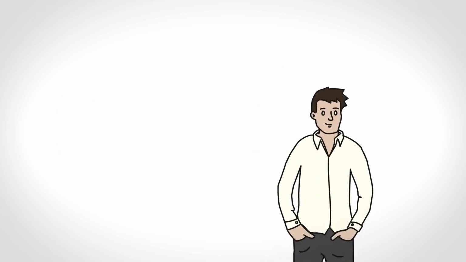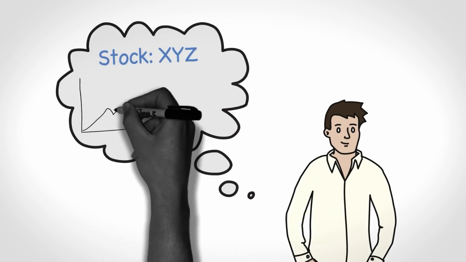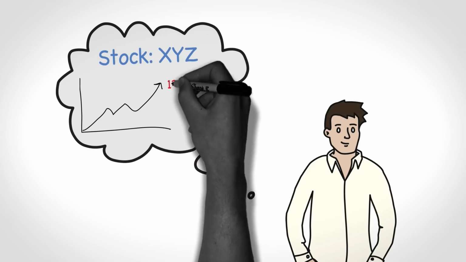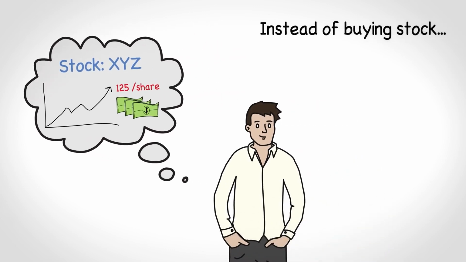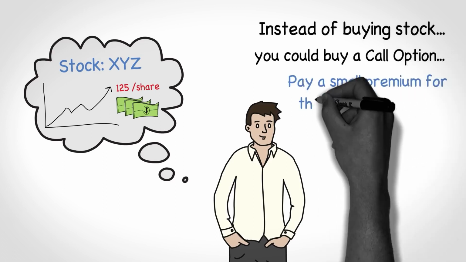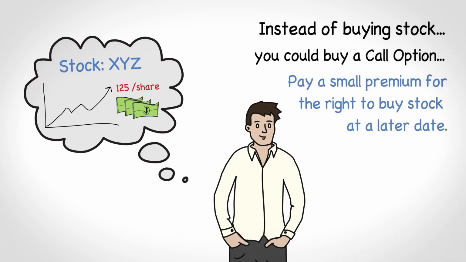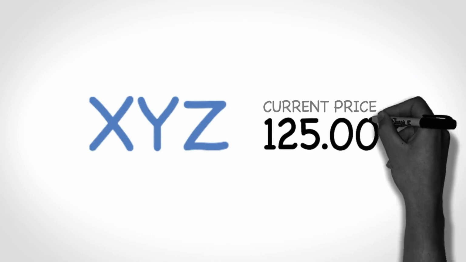This time, let's say you don't own any shares of stock yet, but you have your eye on a stock that you really like. There's just one problem. That stock is expensive. So if you were to buy shares, it would require a lot of capital. What you could do instead is you could buy a call option. This would allow you to pay a small premium for the right to buy shares at a later date if perhaps you are correct about the stock and the price goes higher. So let's look at a real example. Stock XYZ is currently trading at $125 per share.